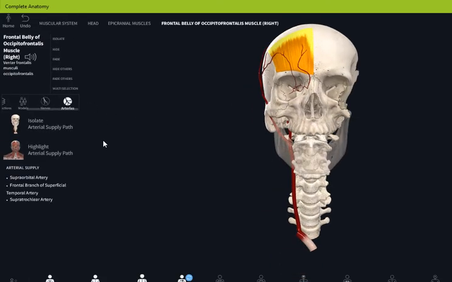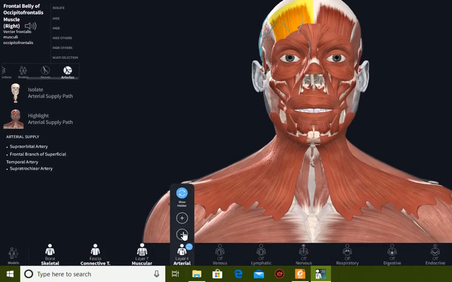So now let's see the next muscle. In order to see them, we are going to remove all the arterial supply.